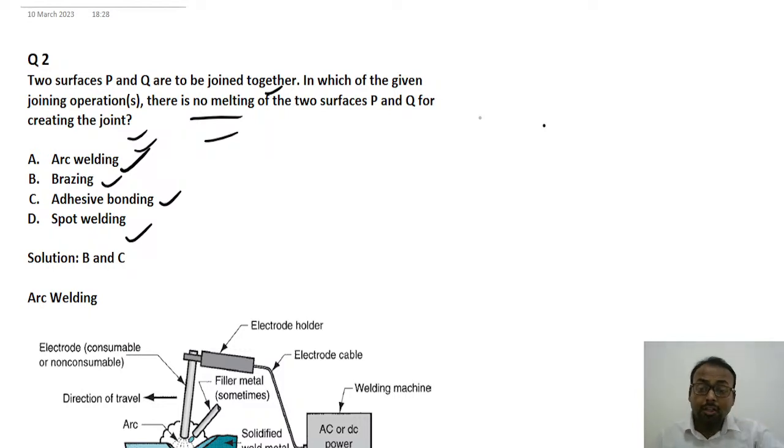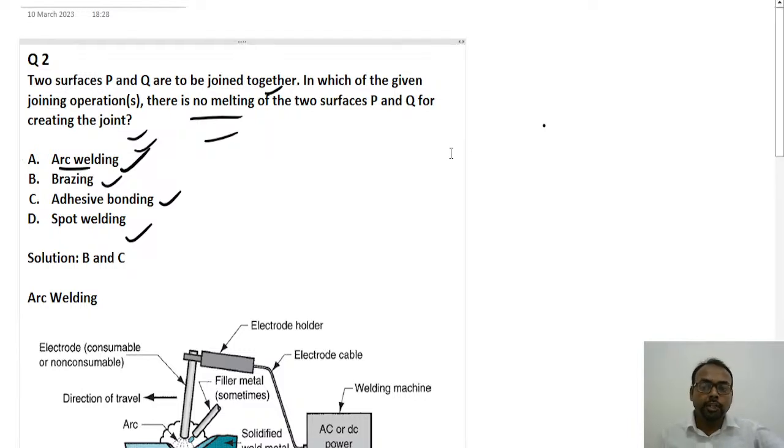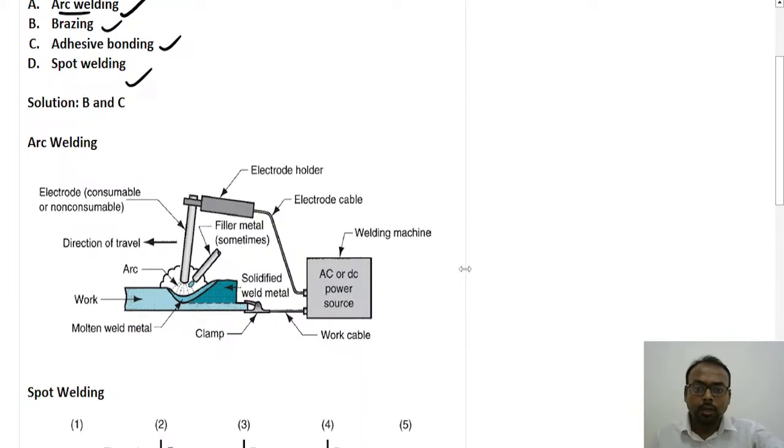So here you see option number A, that is arc welding. In arc welding you can see that the melting of the part is taking place, right? Here we are supplying the heat with the help of this electrode from the AC or DC power source. As we are supplying the heat, you can see that the melting of the part is taking place. So that definitely means that our option number A is wrong, right? This is what we can say.